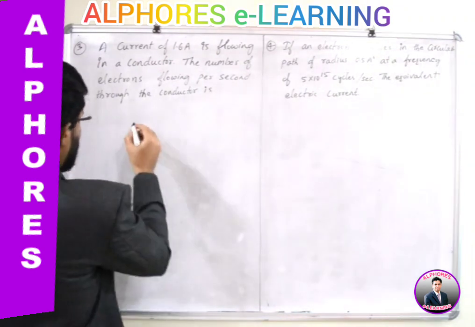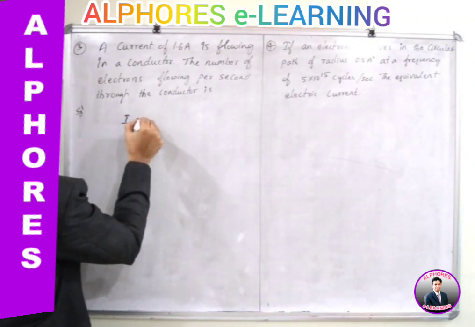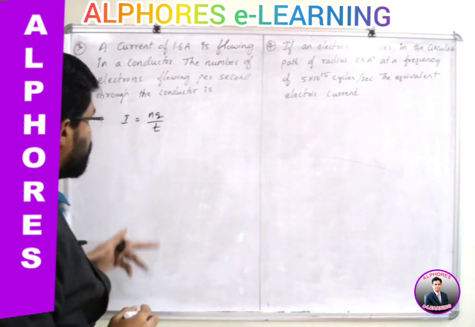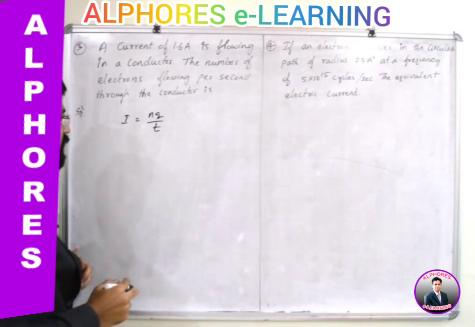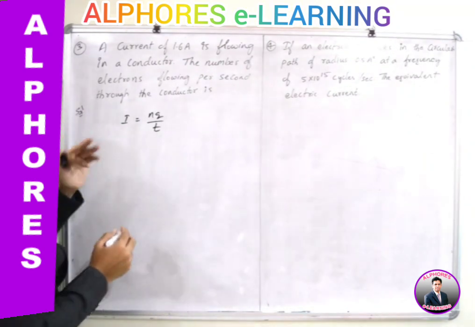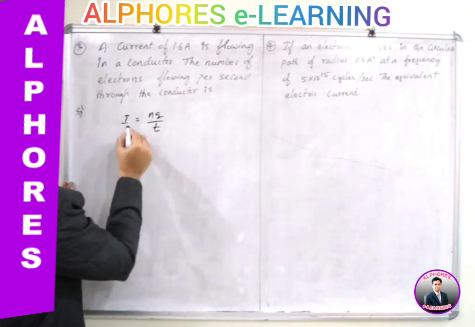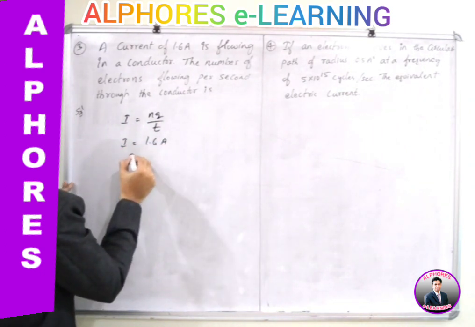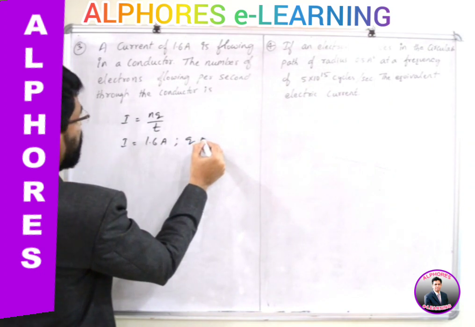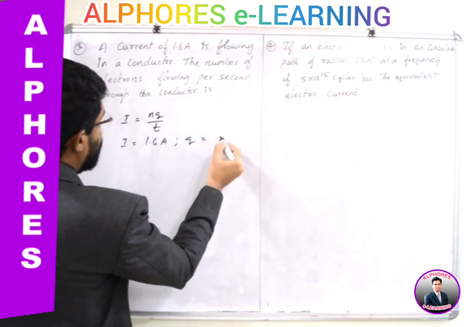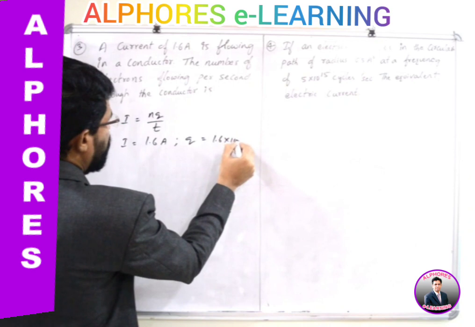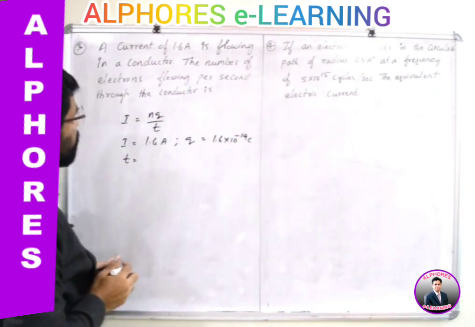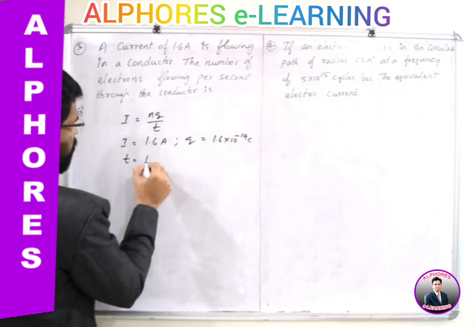We know that average current can be expressed as I is equal to nq by t, where n is the number of charged particles and q is the charge of each particle, divided by time. Here the charged particles are electrons, right? I is given as 1.6 amperes. We have to find n, and q is the electron's charge, 1.6 into 10 power minus 19 coulombs. He is asking about the number of electrons flowing per second, so t is equal to 1 second.